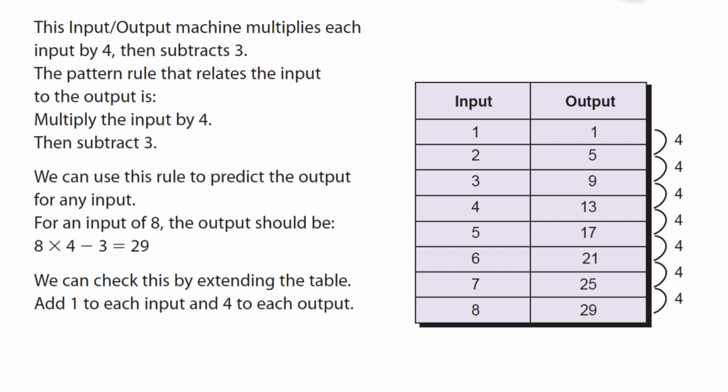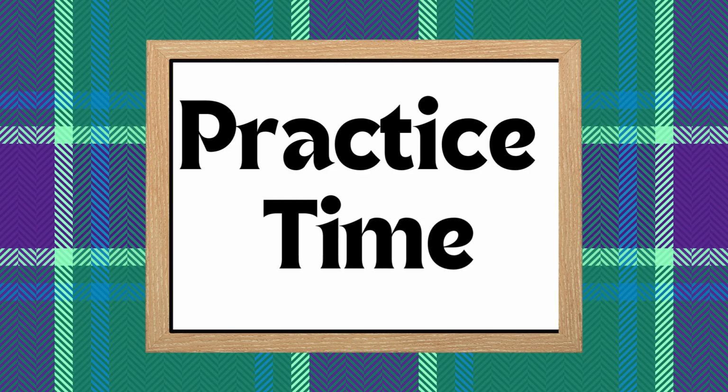We know that with an input of 8, multiplying that by 4 will equal 32. 32 subtract 3 will equal 29. And that's a way we can double check our work, having an output of 29. All right, let's move on.